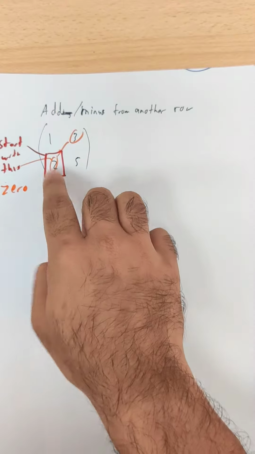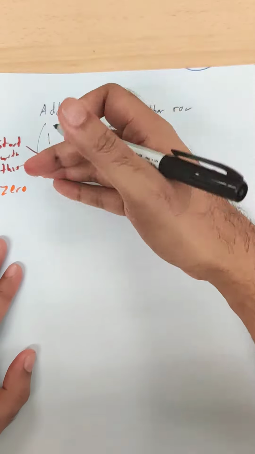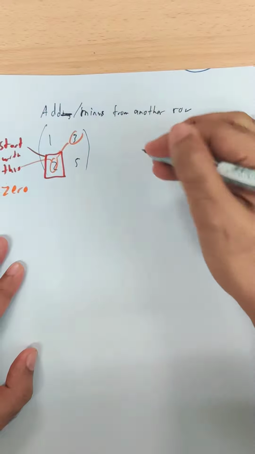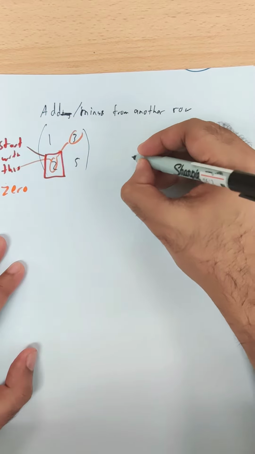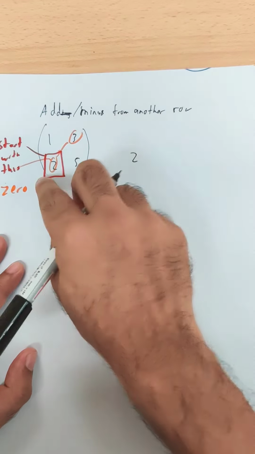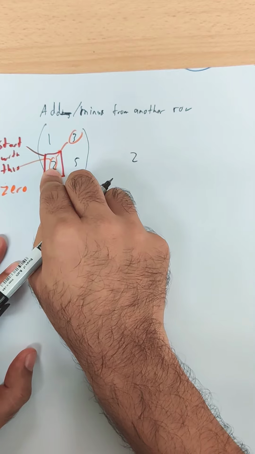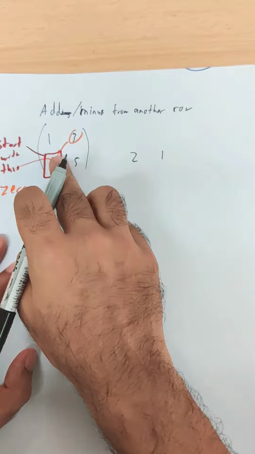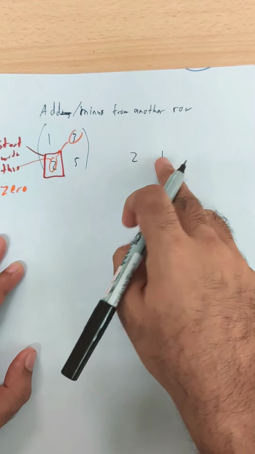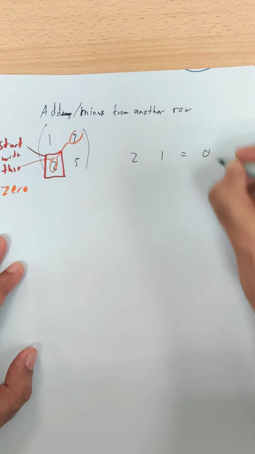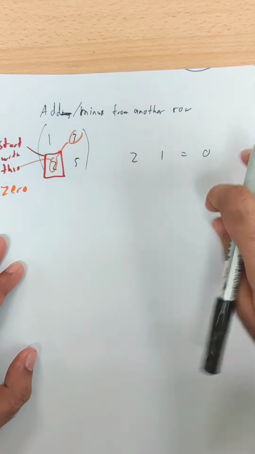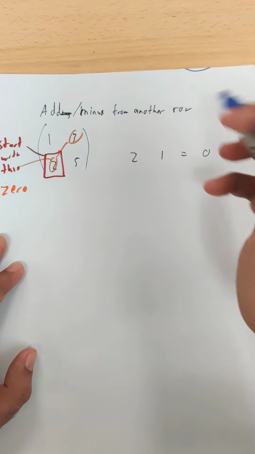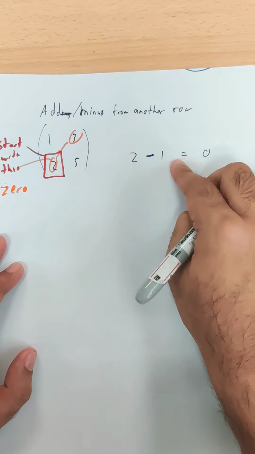So how do I make this 2 into 0? You need to look at the one above it. Up here is 1, right? I'm doing this as slowly as possible, so please look at it. You got the 2 from here, and the number above it is 1. So 2 and 1, what operation should I do to get 0? You subtract: 2 minus 1.